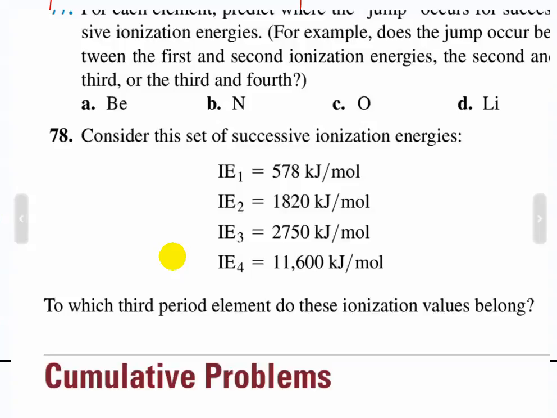All right, take a look at this one. You got 4 successive ionization energies. So you're taking one electron out, then a second one, then a third one, then a fourth one. Which element in the third period do these ionization values belong to? You should be able to tell based on the ratios there, or the jump between one and another. So what do you think?